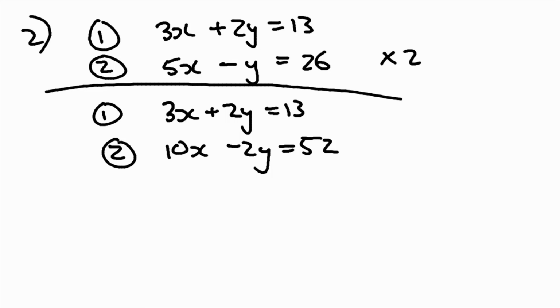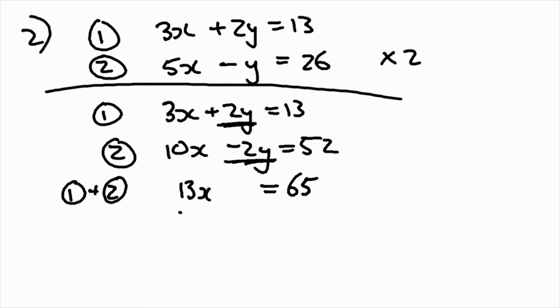Now, why have we done this? When we did the last one, we got the same amount of y as in this one. We've got a positive 2y and a negative 2y. Well, this time what we can do is add the two equations, because that is what will cancel out the y's. So 3x plus 10x is 13x. 2y minus 2y cancels out, and 13 plus 52 is 65. Now we can divide by 13, and it gives us x equals 5.